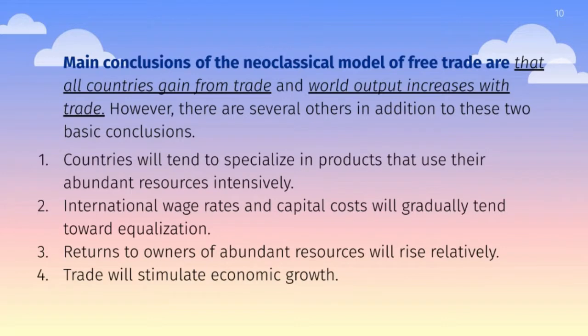Main conclusions of the neoclassical model of free trade are that all countries gain from trade and world output increases with trade. However, there are several others in addition to this basic conclusion. 1. Countries will tend to specialize in products that use their abundant resources intensively. 2. International wage rates and capital costs will gradually tend towards equalization. 3. Returns to owners of abundant resources will rise relatively. And 4. Trade will stimulate economic growth.